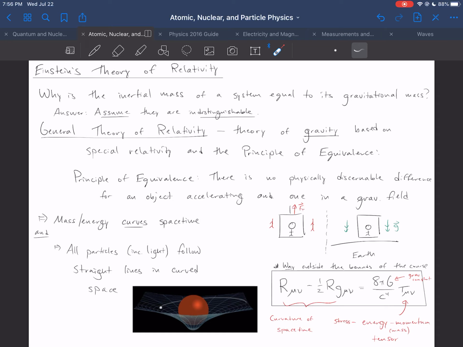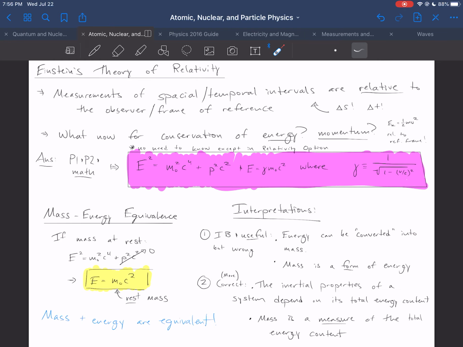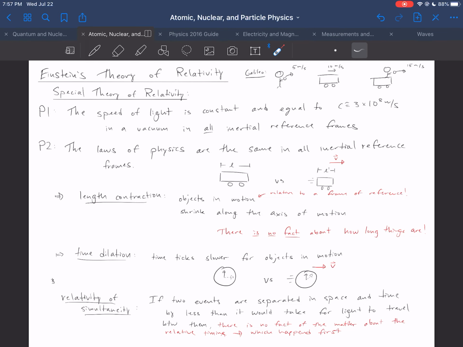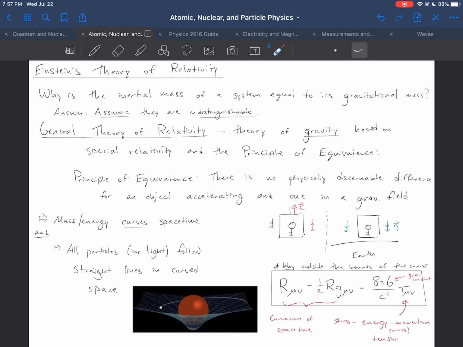So the same relationship that the special theory of relativity has to those first two postulates back here, that the speed of light is constant in a vacuum in all inertial reference frames, that the laws of physics are the same in all inertial reference frames. Well, if you take the special theory of relativity and what is known as the principle of equivalence, which is a formal statement of the fact that the inertial mass and the gravitational mass are indistinguishable, you get the general theory of relativity.